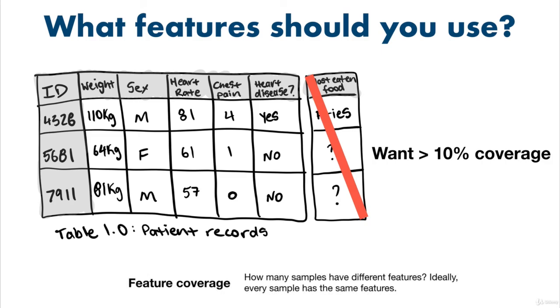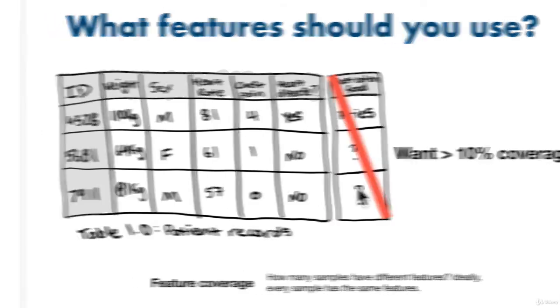The process of ensuring all samples have similar information is called feature coverage. In an ideal dataset, you've got complete feature coverage. So for us to want to be able to use this feature of most eaten foods, ideally we'd want all values here, or at least more than 10% coverage, which means that over 10 in 100 examples have some sort of value in this column.